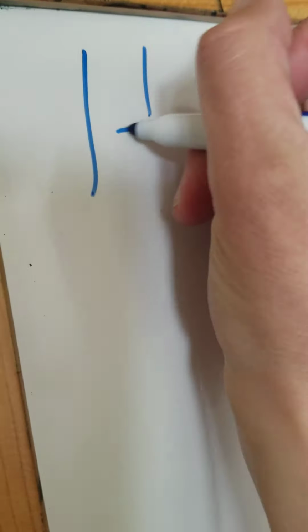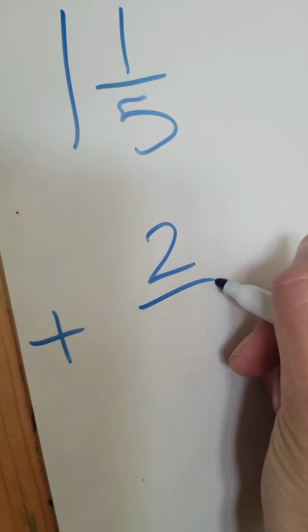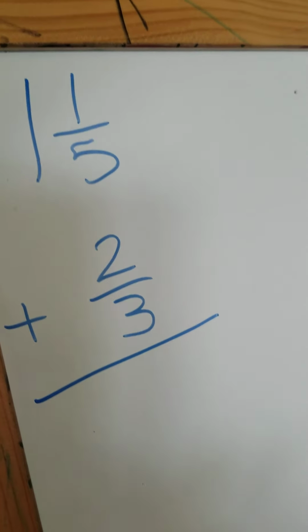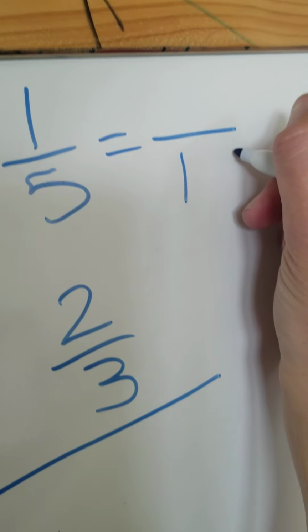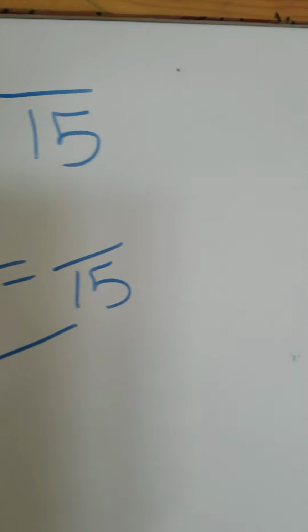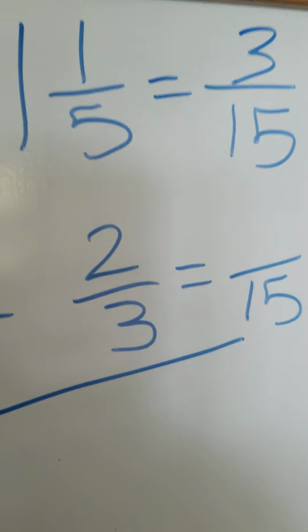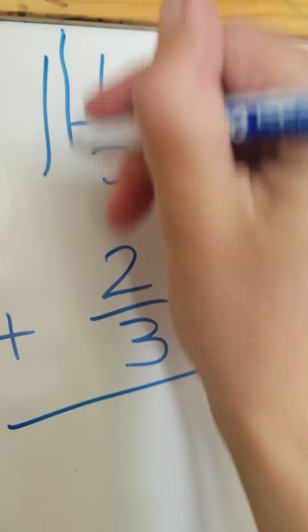Okay, so I have my easel today. So we're going to take Sebastian's time of 1 hour and 1/5, and we're going to add that 2/3 hour. Okay, so we have thirds and fifths. Their common denominator is 15. All right. So 1/5 turns into 3/15, and 2/3 turns into 10/15.